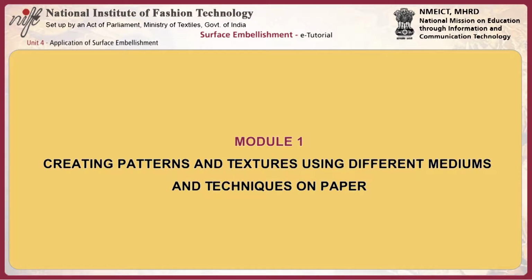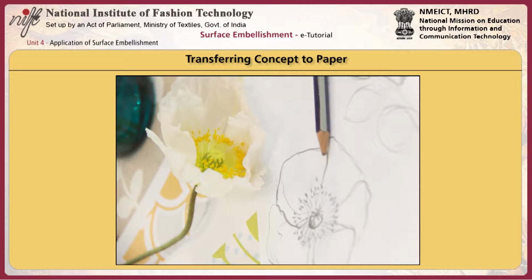This module explains how to create patterns and textures using different mediums and techniques on paper. Once concepts are created in mind from the source of inspiration, the concepts are to be transferred onto paper. The concept starts taking a form at this stage. The idea on the method to be adopted or design is to be rendered on paper to depict the final look of the fabric embellishment.